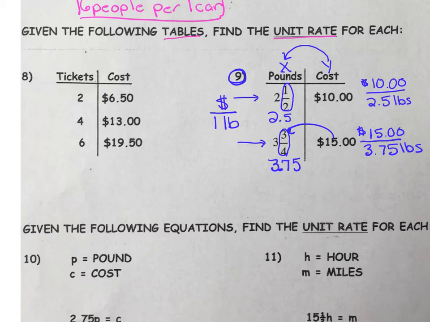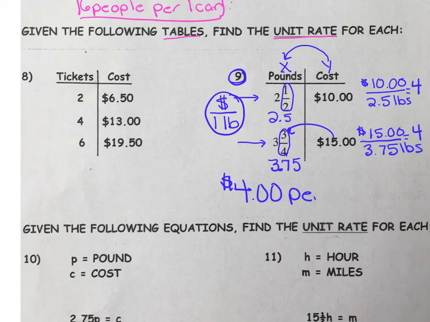Now, it's not easy to reduce these, so we're not going to try. We're actually simply going to divide. Grab your calculator and divide 10 divided by 2.5. And once you get an answer, try and punch in 15 divided by 3.75 when you get a chance. You should have gotten an answer for both of these as 4. But you need to dress it up with labels, and that's going to take us back here. What does that 4 really mean? It means $4 per 1 pound. Now that's the unit rate.